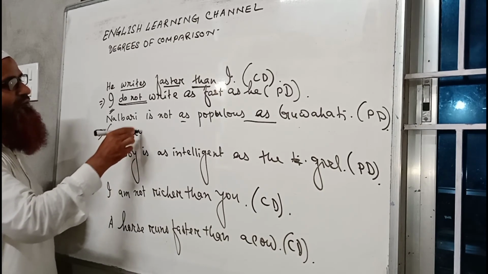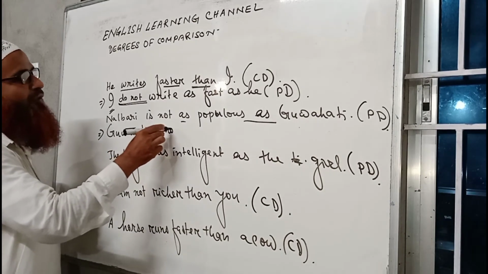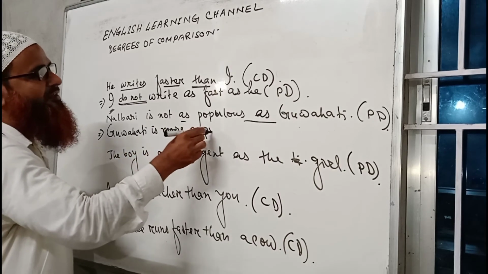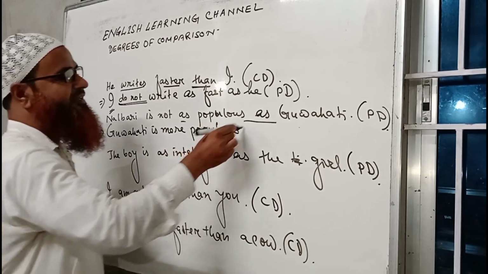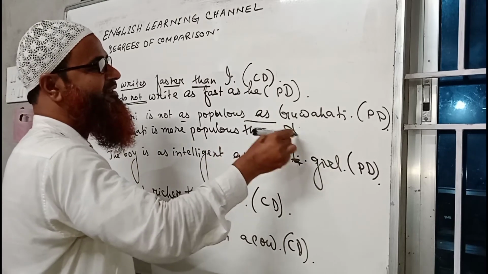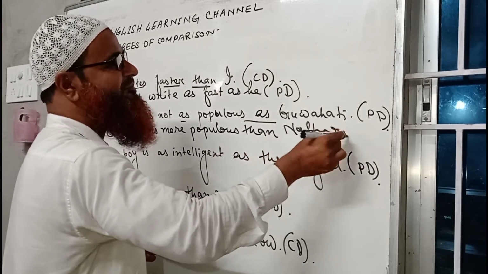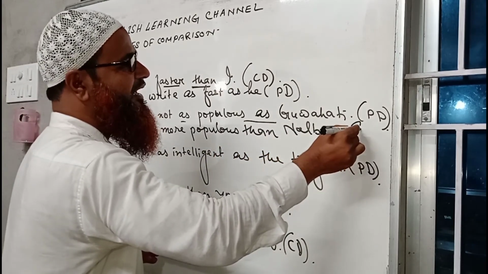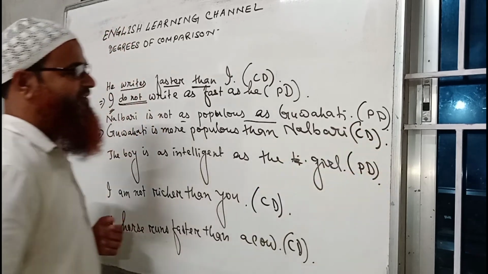Guwahati is more populous than Nalbari. So I hope you are getting my point. This is CD, that means comparative degree.